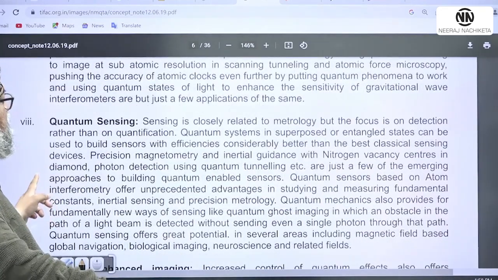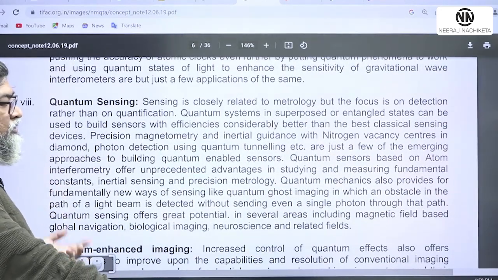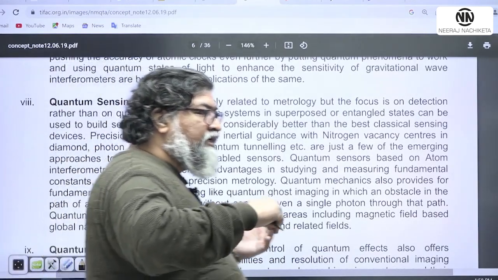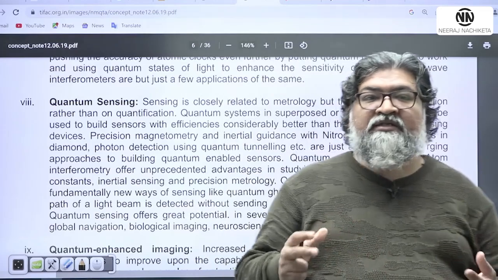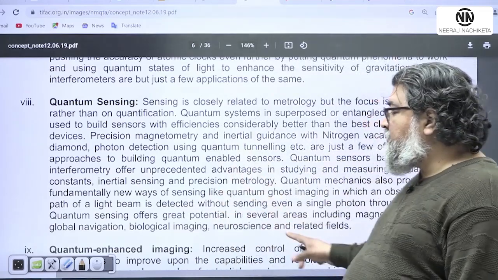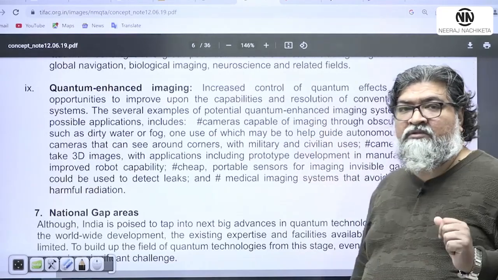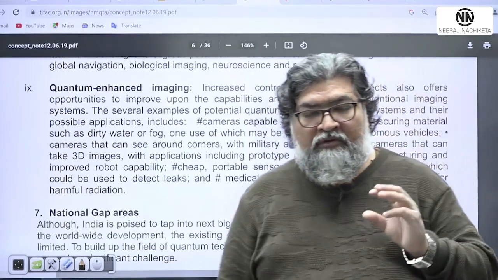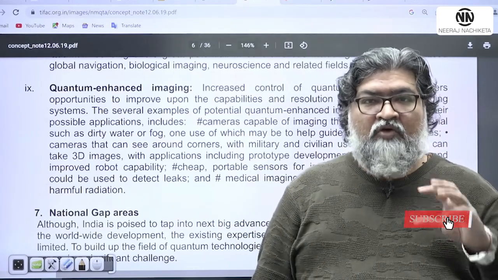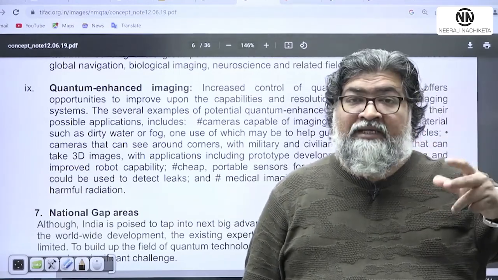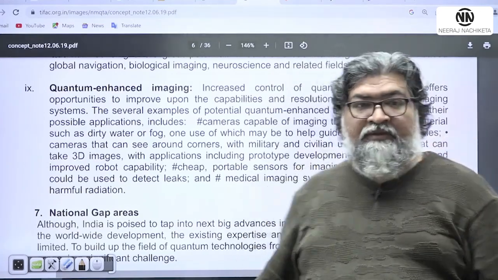quantum sensing, sensors which use quantum mechanics laws, whether agriculture sensors, industrial sensors, whatever sensors are there. Again, they will work on this. In imaging, quantum enhanced imaging, like cameras, spy cameras or any kind of cameras, all the images will generate. Again, they will be encrypted or analyzed through quantum. That is being talked about.